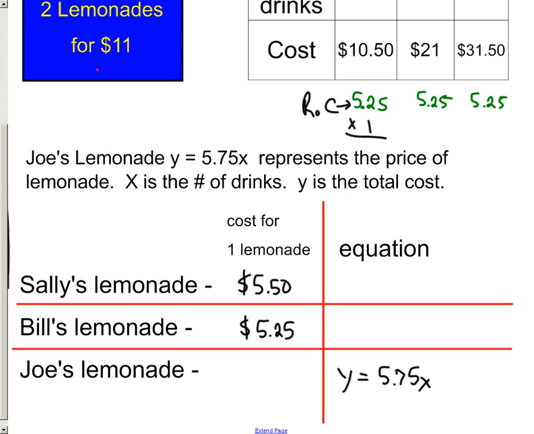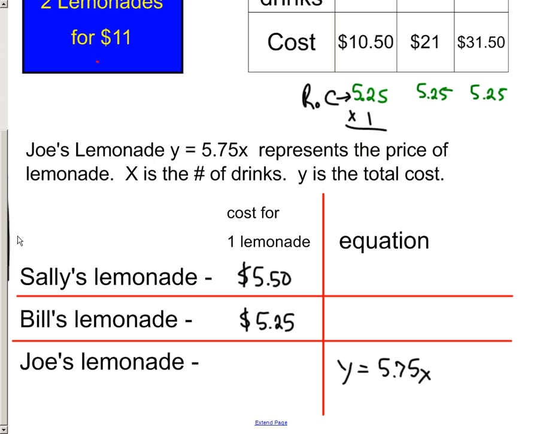When you first see this, a lot of times people just don't understand that the answer's already been given to you. It's literally been handed to you with this equation. Since x is the number of drinks, if I put a 1 in there and multiply it by 5.75, it'll tell me the total cost, because y is the total cost. So one lemonade is $5.75. Do you know that right here in this equation, the number that's multiplying the x is your rate of change in a proportional equation? So if I wanted to build an equation for Bill's lemonade, I could say y equals 5.25x.